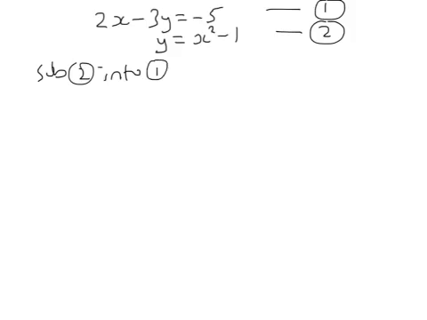Sorry about the dog snuffling in the corner, but there we go. So equation 1 then becomes 2x minus 3y. Well, what's y? It's x squared minus 1.